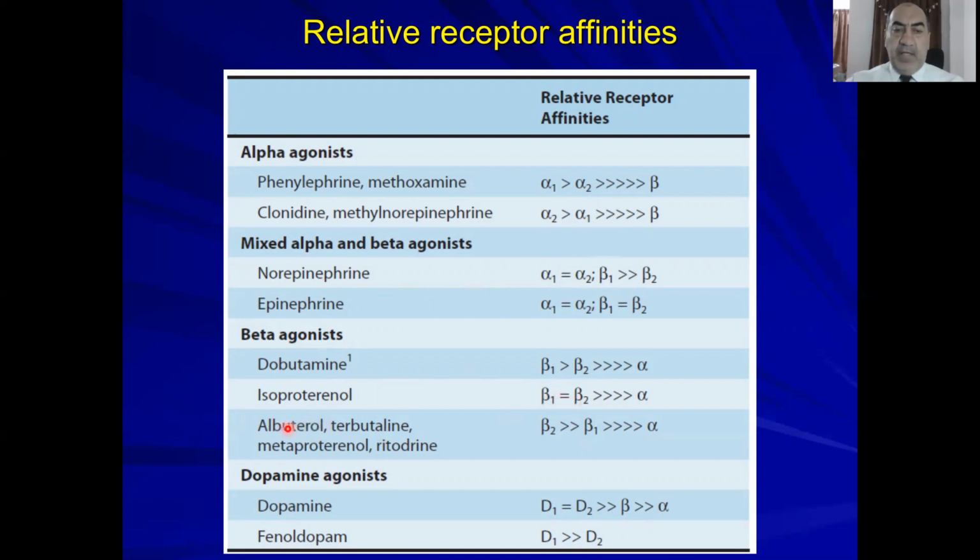These anti-asthma drugs, including albuterol, terbutaline, and salbutamol, activate beta 2 more. Dopamine agonists include dopamine, which activates D1 and D2 receptors way more than beta and alpha receptors. But there is a selective D1 receptor agonist, fenoldopam, which, as I said before, is used in the treatment of hypertension.